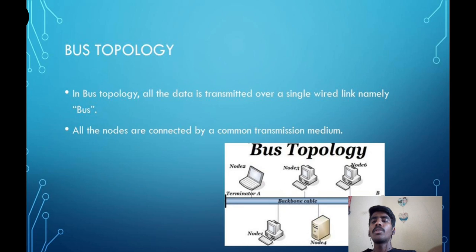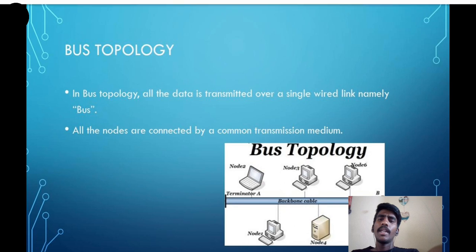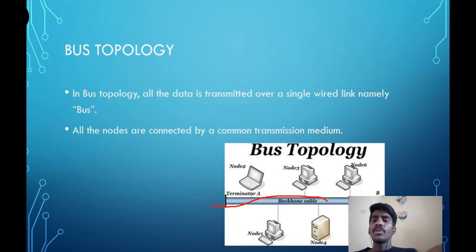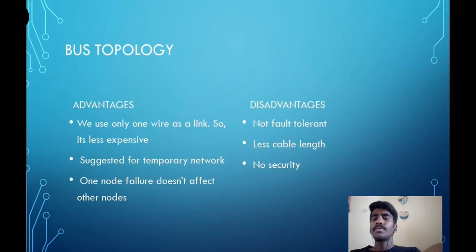Firstly, bus topology. What is bus topology? We all know a bus. A bus is nothing but a single communication link, in which you could see there are 4 devices connected with a single bus, that is this wire. So using a single link we are connecting multiple devices. This is known as bus topology.